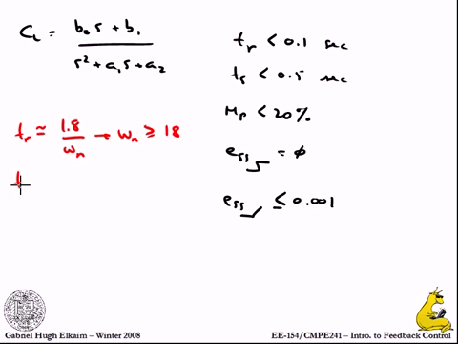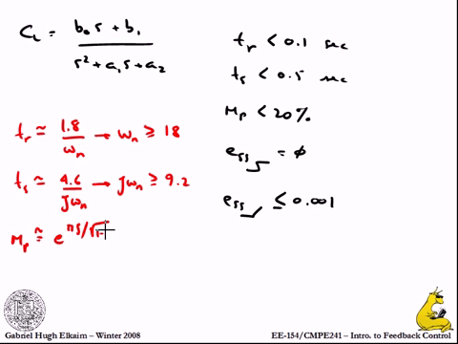I've got that T settle is approximately 4.6 over zeta omega n, or sigma, if you want. So 0.5, plug it in, that gives me that zeta omega n is greater than or equal to 9.2. And lastly, the maximum overshoot is approximately e to the minus pi zeta over square root of 1 minus zeta squared. And this gives us that zeta is greater than or equal to 0.45.